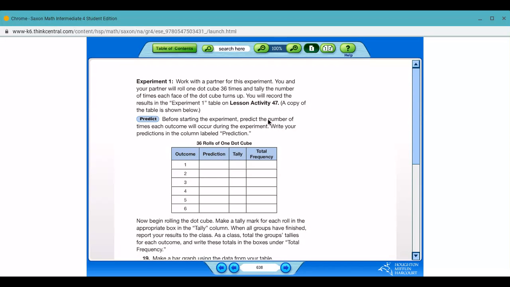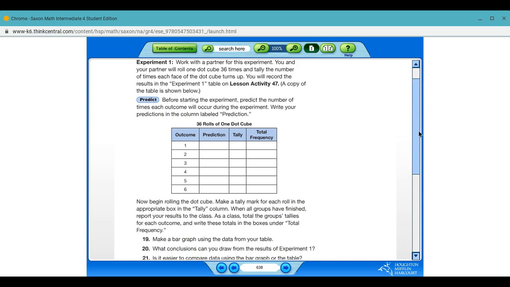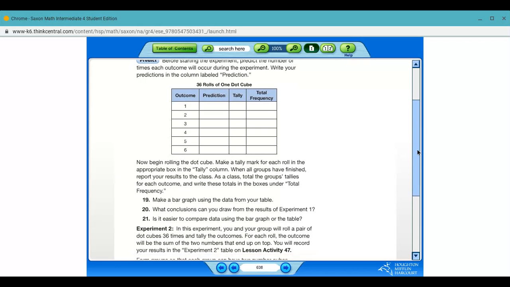And you and your parents can do this, grandparents, babysitter, sibling, you are welcome to do that. So here's another picture of what the table looks like. And it explains it again up here. Before starting the experiment, you're going to make a prediction. So how many times do you think it'll land on 1? Maybe you say it'll land on 1 10 times. Maybe you think it'll land on 2 10 times, whatever you think. But the total number is only 36, so you have to keep that in mind. All of your prediction totals, when you add them up, cannot be over 36. That doesn't make sense. And then you tally each time the dice lands on those numbers.